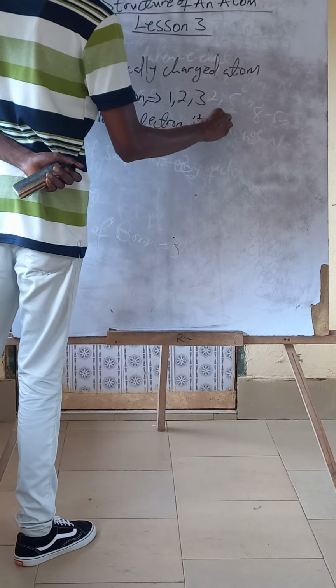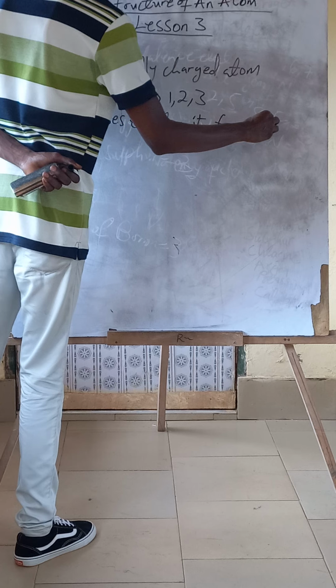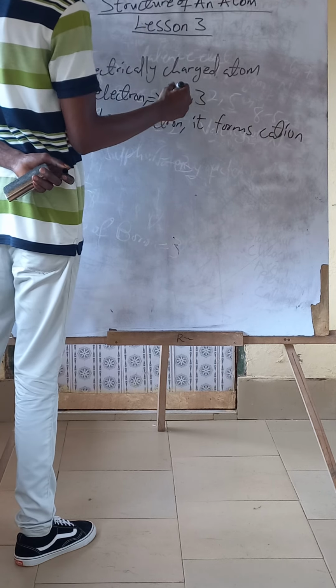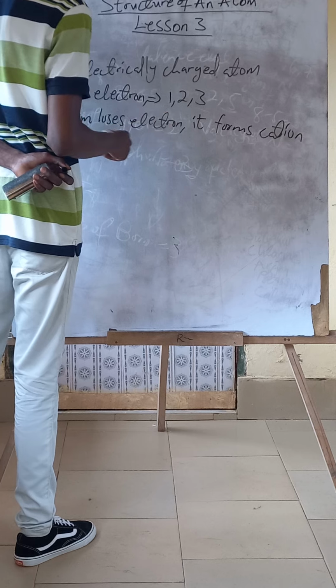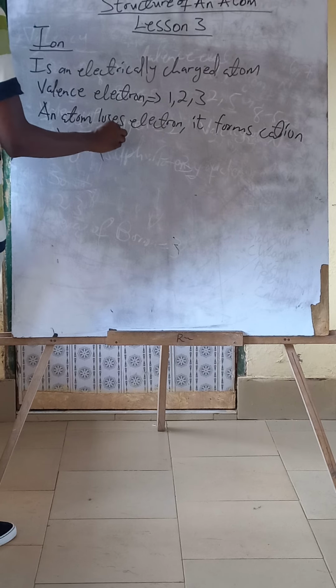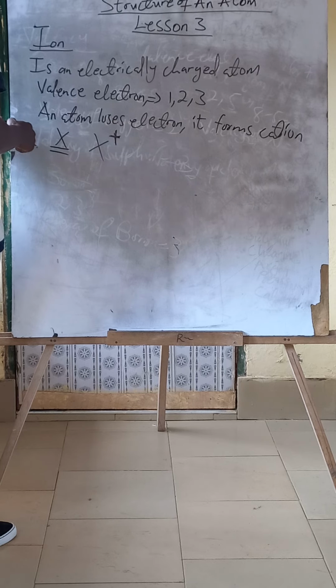And anytime an atom loses electron to form an ion, it forms a cation. A cation is simply a positively charged atom, or an atom that has a positive charge. So let's say X is an atom, then it loses electron, it will become a cation. It will gain a positive charge on it. So anytime that an atom loses electrons, it forms a cation.